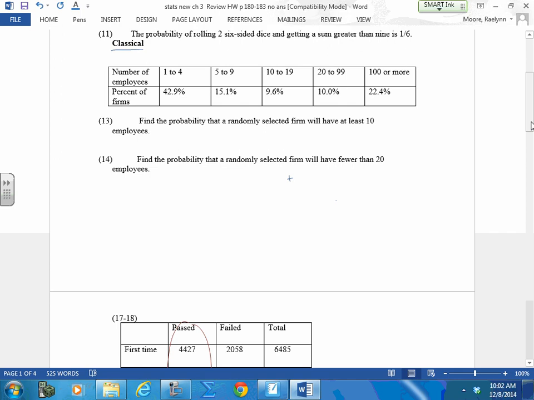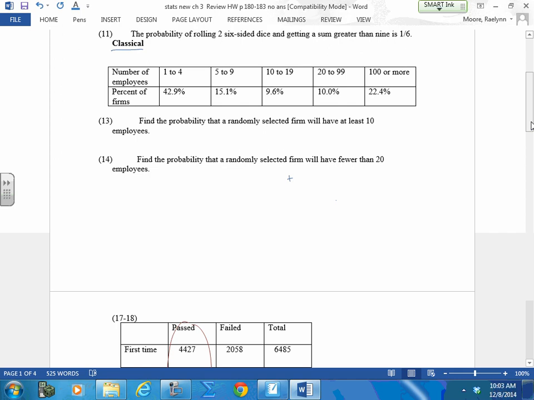Okay, here's a good one. Reading off your charts, find the probability that a randomly selected firm will have at least 10 employees. First thing, are these categories mutually exclusive?